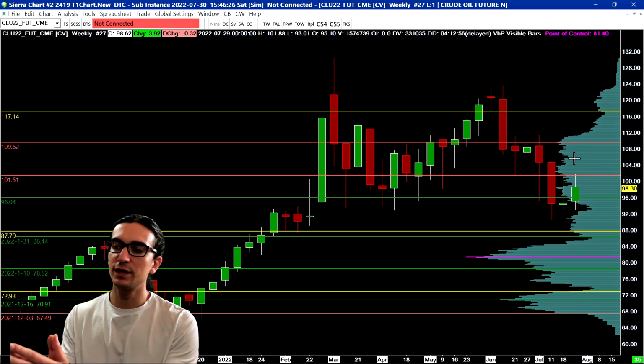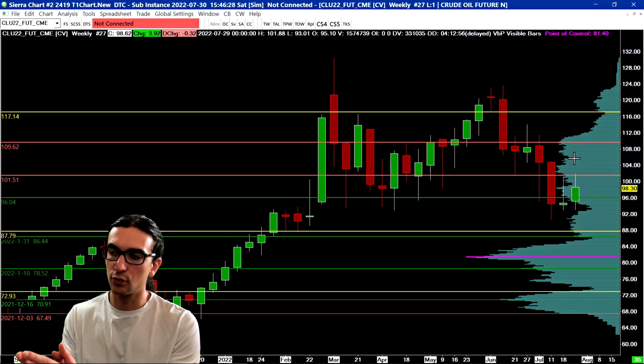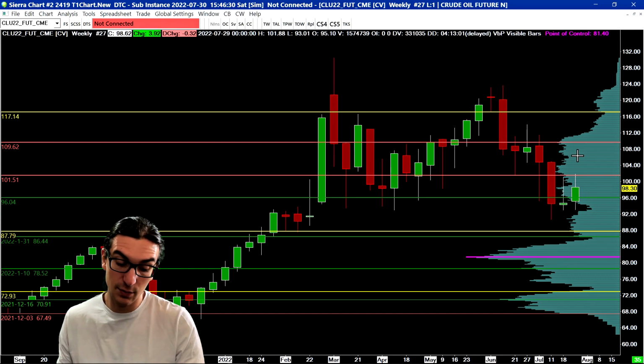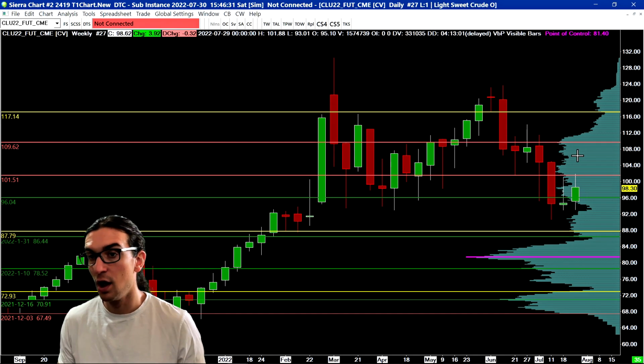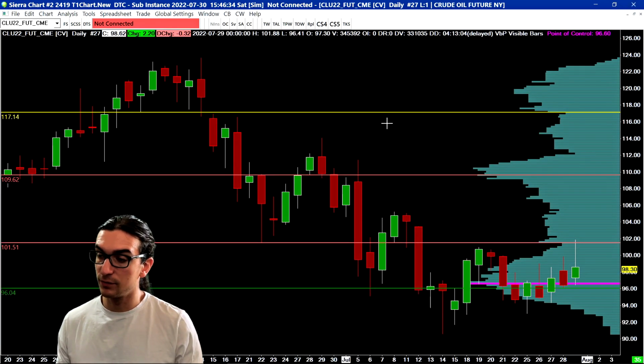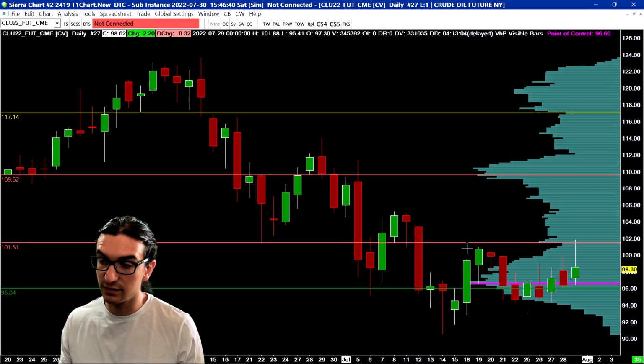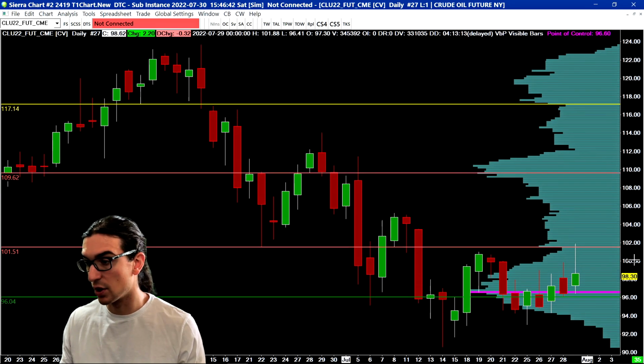Just judging from the weekly chart, I would say the bears are still in control of crude oil on the weekly time frame. Now, I would say we have to zoom in. So let's look at the daily chart for crude oil now. You can see here that ever since we traded into these low 90s, we've seen a recovery to these hundreds, to this $100 area.